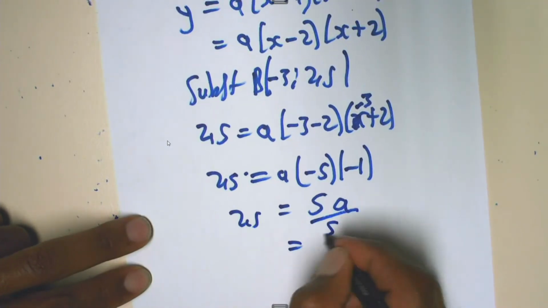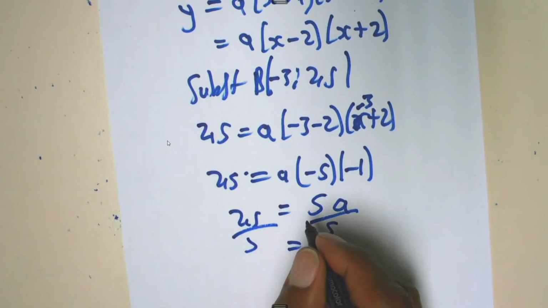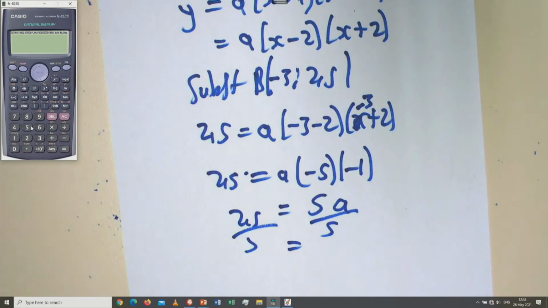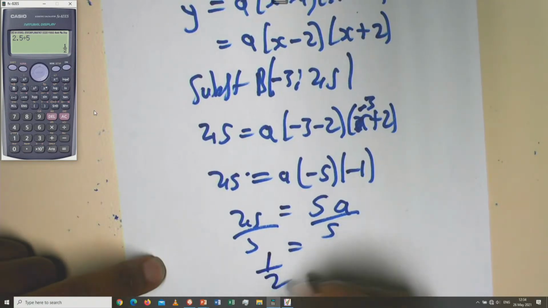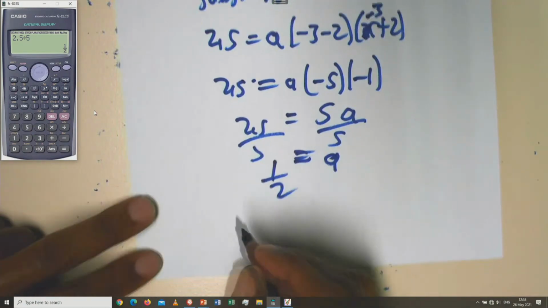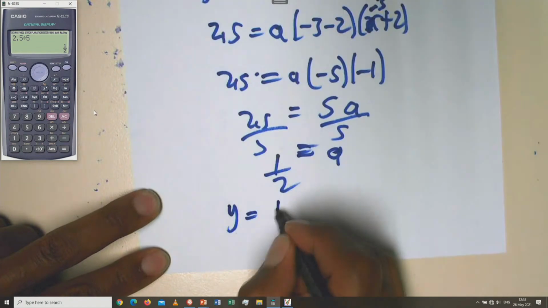Then we divide by 5, divide by 5. Let's divide by 5 and see what we are getting. We have 2.5 divided by 5, and the answer is a half. So it means a is equal to a half. Right, if that is the case, then substitute it back. You see now y equals 1 over 2.